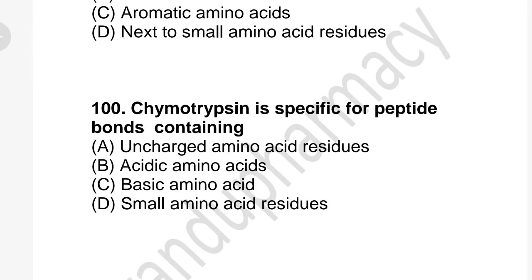Chymotrypsin is specific for peptide bonds containing option A uncharged amino acids, option B acidic amino acids, option C basic amino acids, option D small amino acids. Right answer is option A.